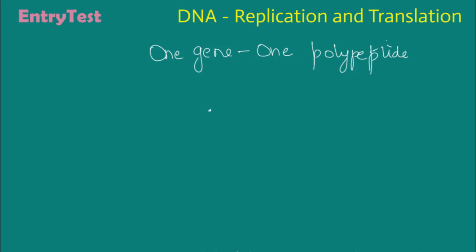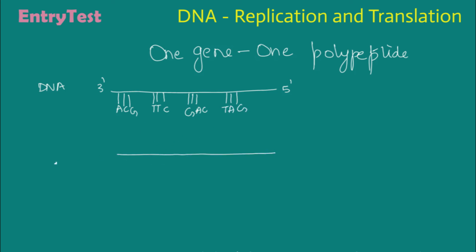So let's suppose we start with the DNA strand. Now I'm going to summarize everything. Let's suppose this is the DNA strand, this is the 5' end, this is the 3' end. Let's say some pairs are here. This is ACG, this is TTC, GAC, and TAG. Now through transcription, an mRNA transcript will be created. This is going to be in the opposite direction because the strands are antiparallel, and this process is transcription.